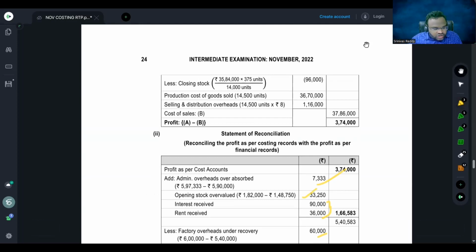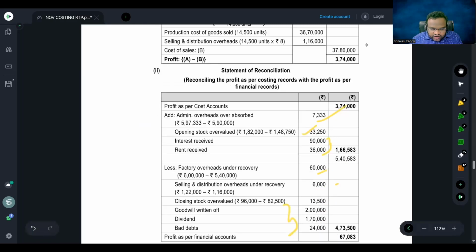Now, when it comes to closing stock, how much have you valued closing stock in financial accounts? Closing stock of finished goods is 82,500.